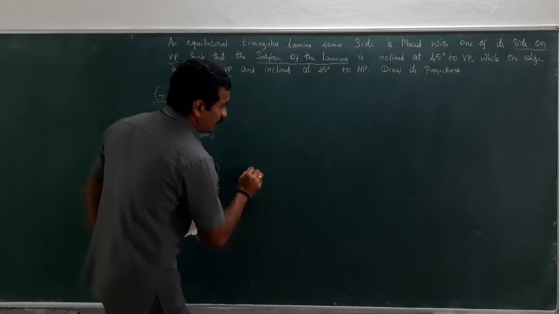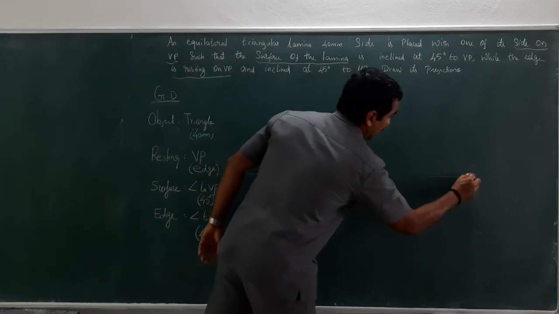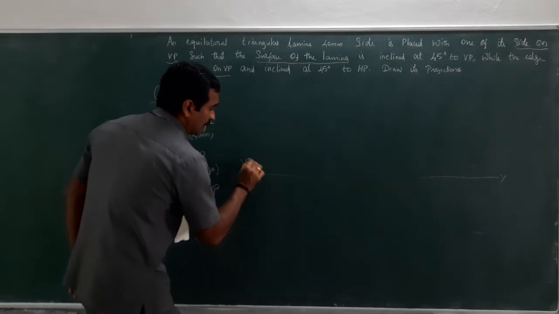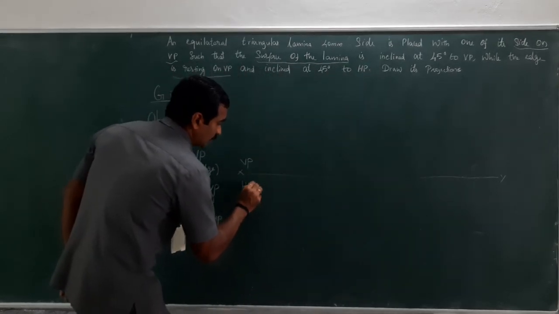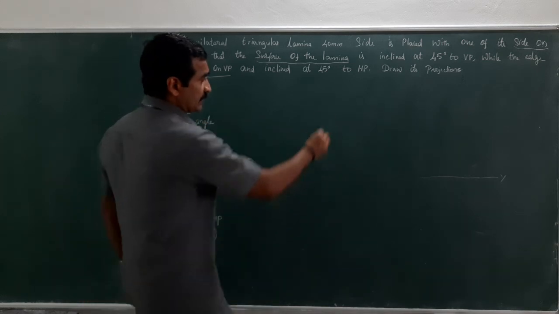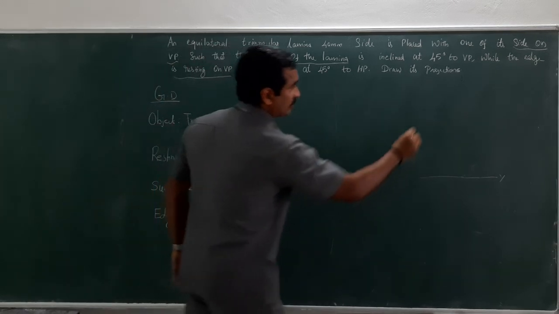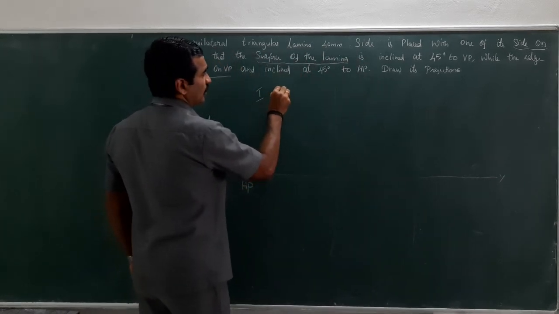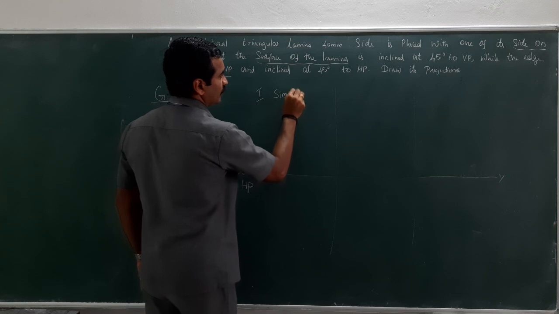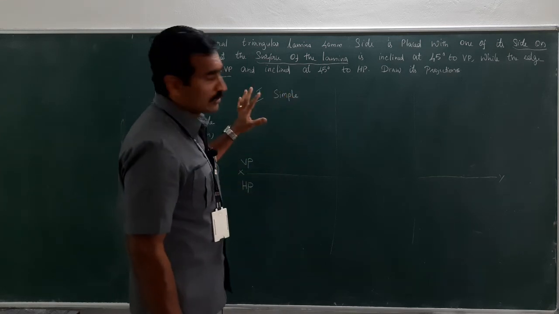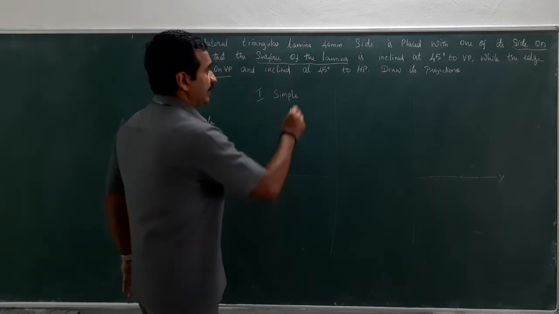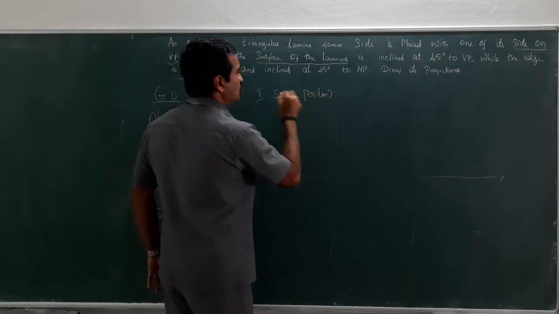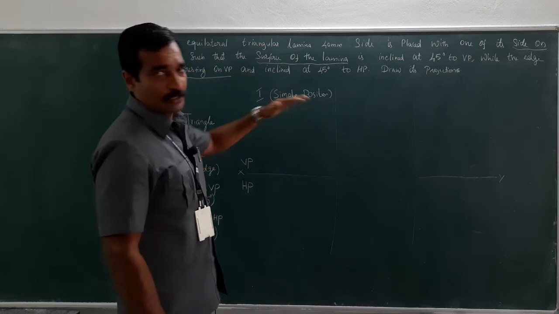So first thing what you have to do is draw the XY line. Above XY it's VP, below is HP. Let me divide this into 3 stages. First stage is for the simple position. This is for your understanding only, just writing it here. From the exam point of view, you need not write stage 1, stage 2, stage 3. This is for your understanding only.